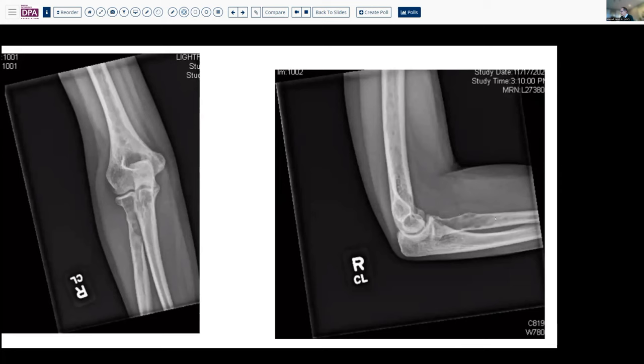And it seems to be that it may be sort of centered on the cortex a little bit more than elsewhere. So although there is a little bit of irregularity, by and large, this has a fairly defined margin. It doesn't look particularly infiltrative or destructive. There's not much in the way of periosteal reaction. So we don't see any Codman's triangle or anything like that that's elevating the periosteum. And we don't have any sort of fracture here as well. So we would expect this to be a relatively lower grade lesion.